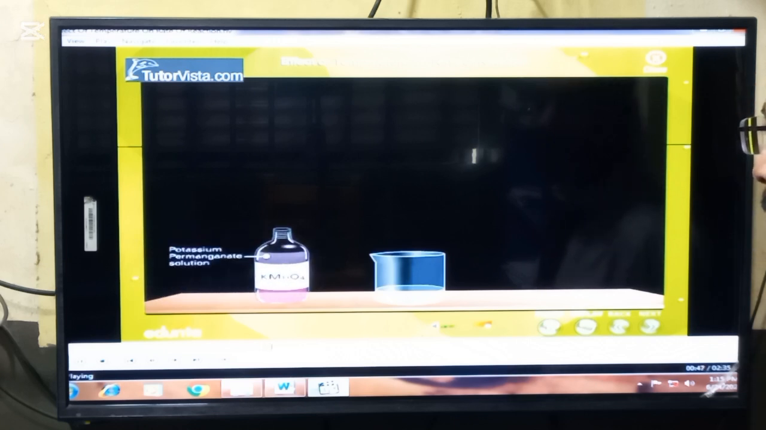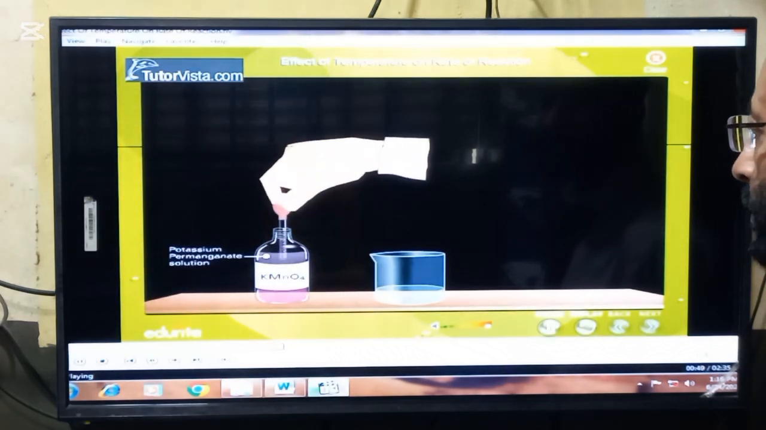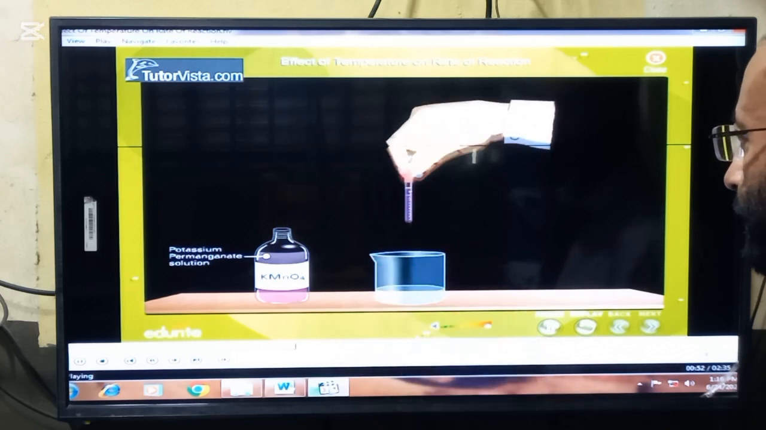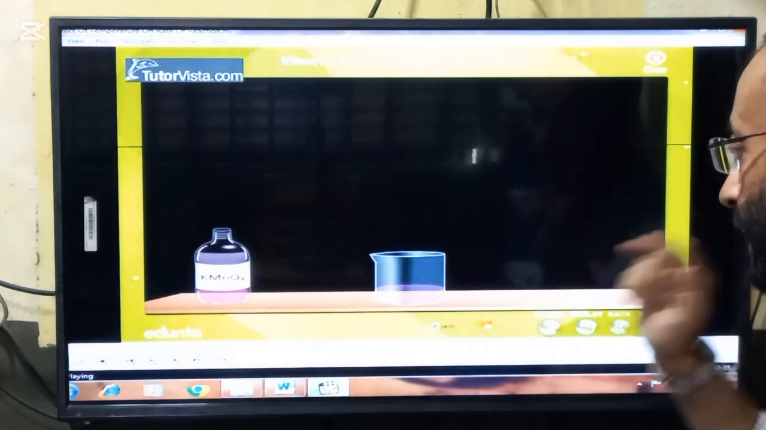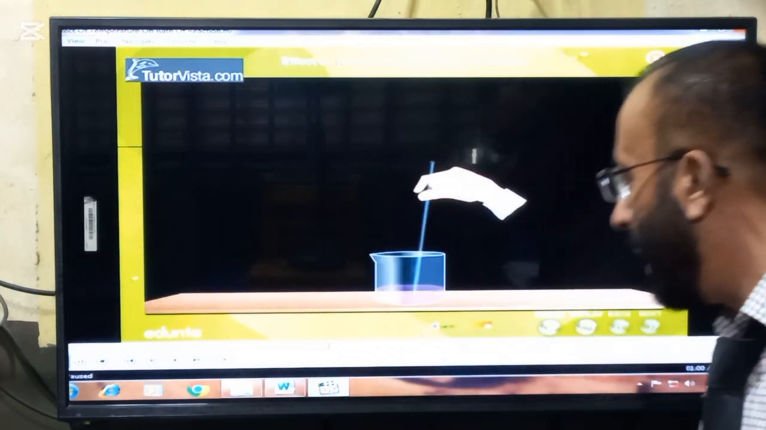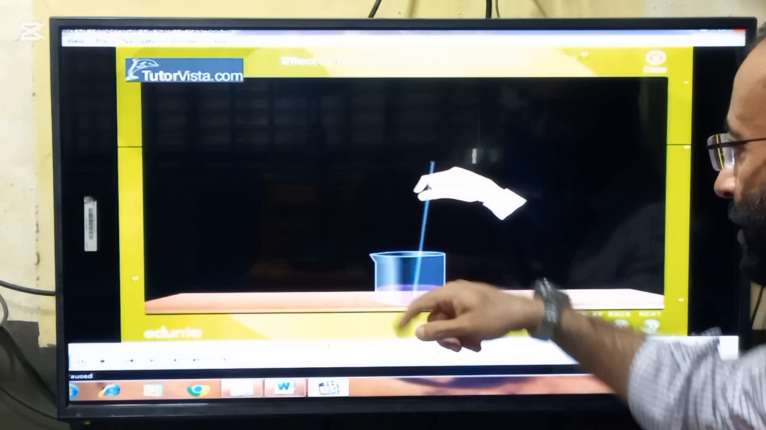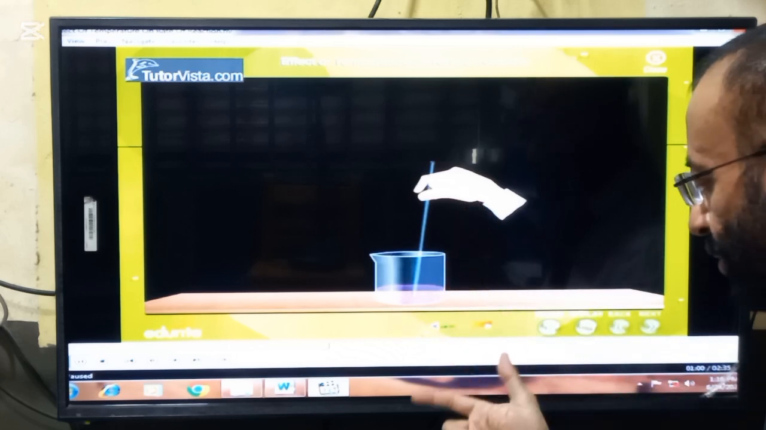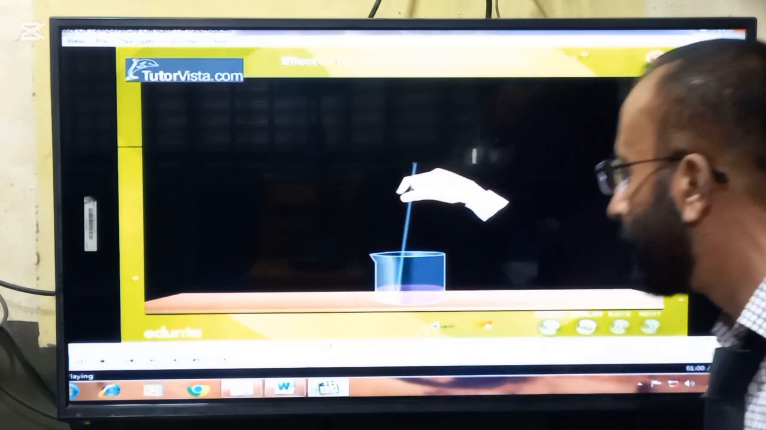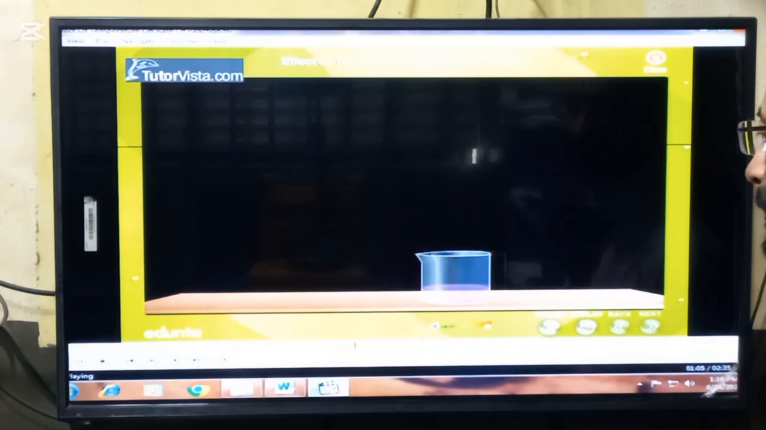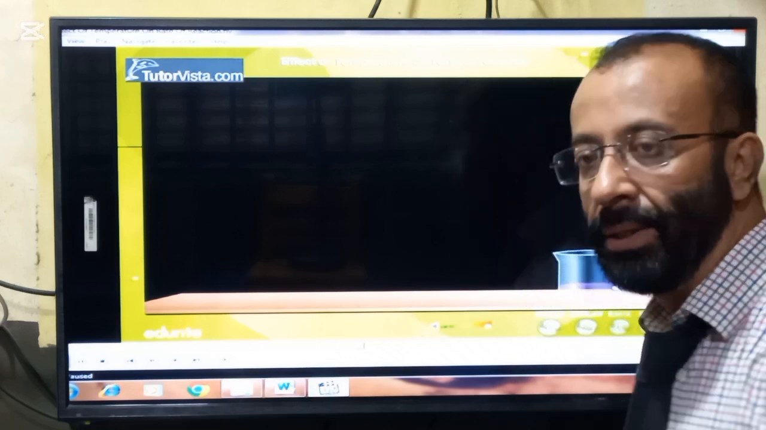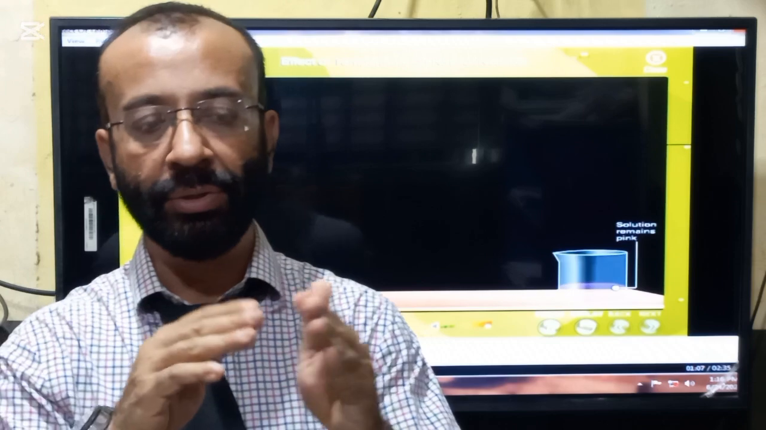To this mixture, add a few drops of potassium permanganate solution. Observe that the solution turns pink. 2 to 3 drops are put into the beaker, and the mixture will become pink. Stir the solution with the help of a glass rod for a while. Observe the color of the solution. The solution remains pink. So the point here is that potassium permanganate's effect is to color the solution pink.